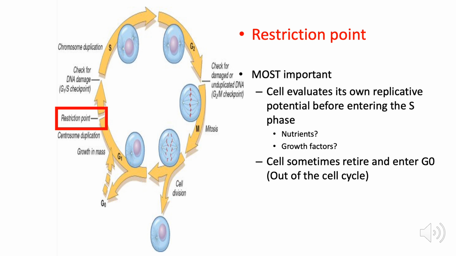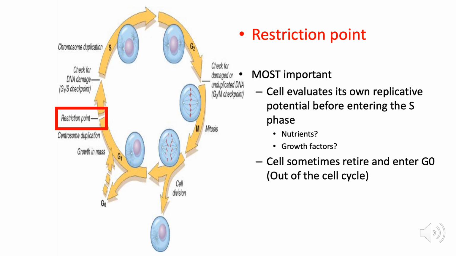So the cell will be asking itself at this point, do I have enough nutrients for me to be able to duplicate my DNA? Do I have enough growth factors so that I can push through with duplicating my DNA? If the cells decide that they can no longer duplicate their DNA because they don't have the capacity, they don't have enough nutrients and growth factors, these cells will not proceed to S phase. Instead, they will go out of the cell cycle and go to G0.